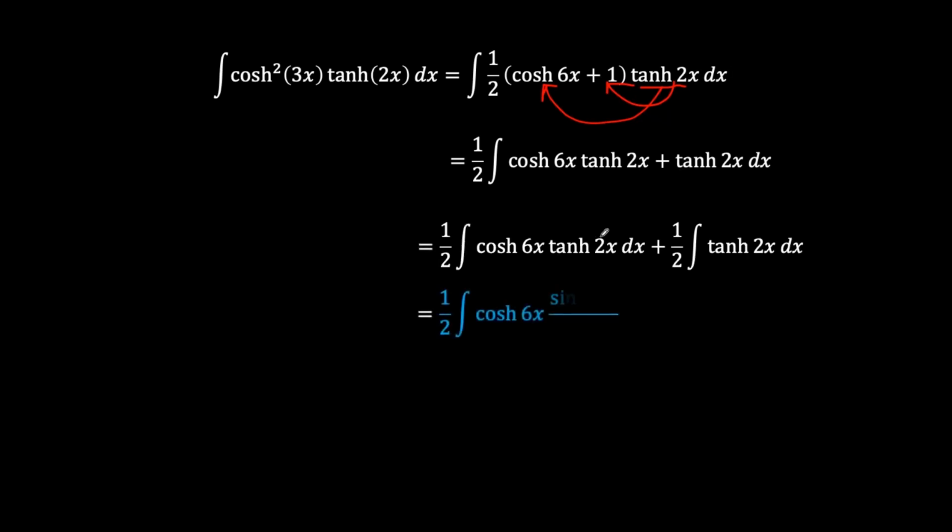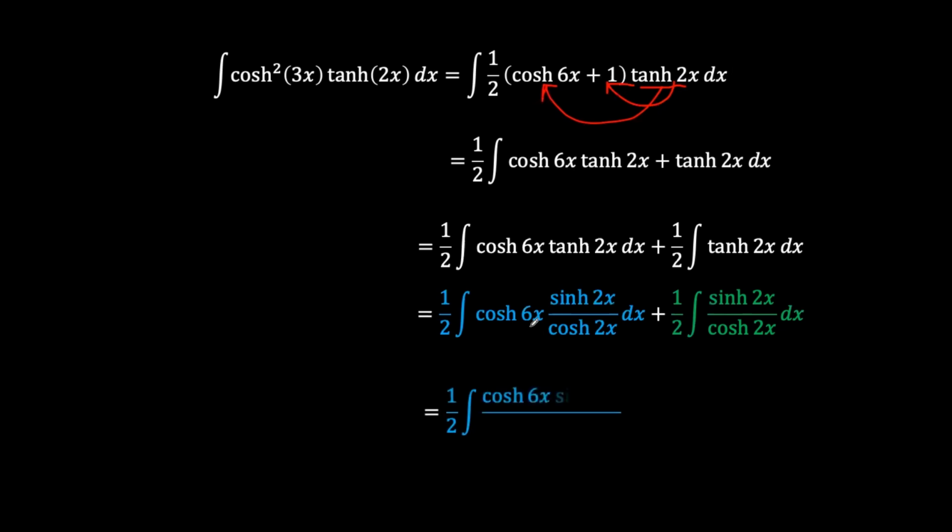So we can now separate this into two separate integrals, such that when we expand the hyperbolic tangent of 2x, which is hyperbolic sine of 2x, or sinh 2x, over cosh 2x, plus half of the integration of sinh 2x over cosh 2x. And now the next thing is we can just punch the cosh 6x and sinh 2x in the numerator and cosh 2x in the denominator for the first integral.